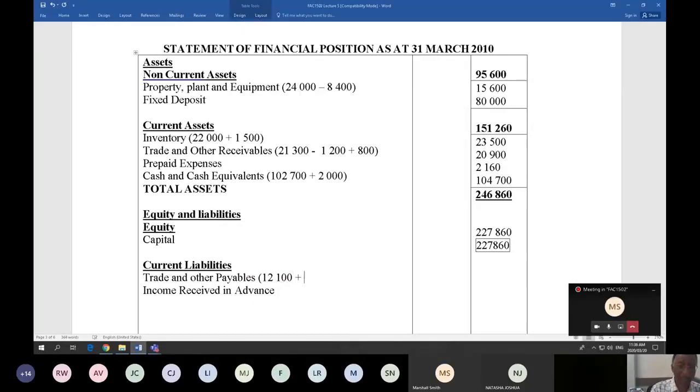So your trade and other payables will consist of your trade creditors or your trade payables, plus your accrued expenses, and your accrued expenses is the amount of 4,500 Rand, which will give you trade and other payables here, guys, of, I've got 16,600 Rand. That is your trade and other payables, 16,600.